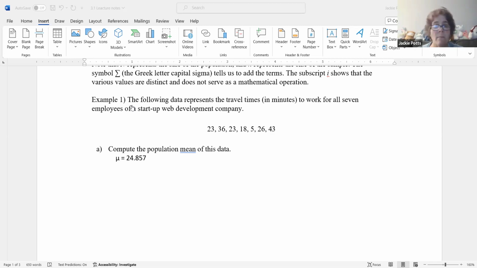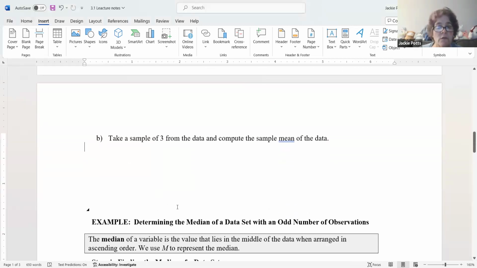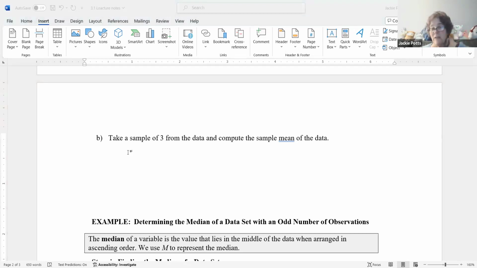Let's go back to that. So it says take a sample of 3 from the data and then compute the mean. Now, I haven't shown you yet how to use StatCrunch to compute the mean. I mean, it's 3 pieces, 26, 23, 43.